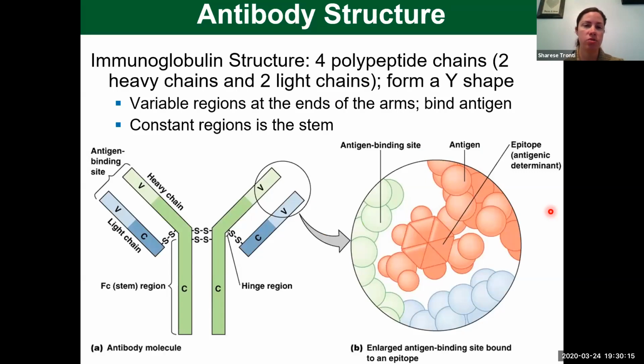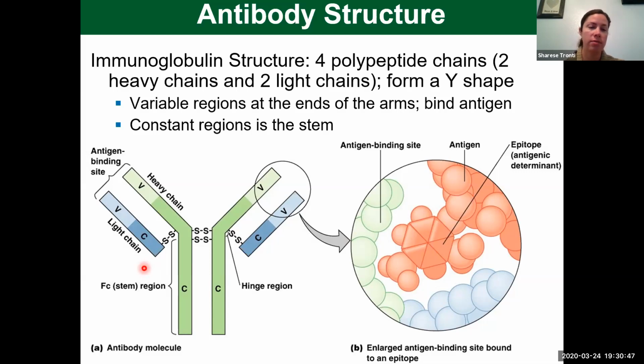So, antibody structure. All antibodies have this Y-shaped structure. They all have 4 chains. 2 of those chains are heavy chains. These are longer and heavier. And then 2 of the chains are what we call light chains. They are shorter and lighter, and they're on the outside. Here they're in blue. Heavy chains here are in green. All 4 chains are connected by these disulfide bonds.